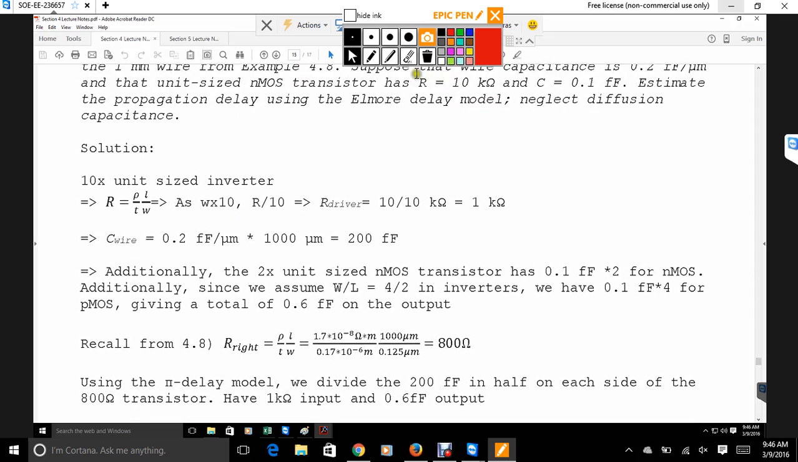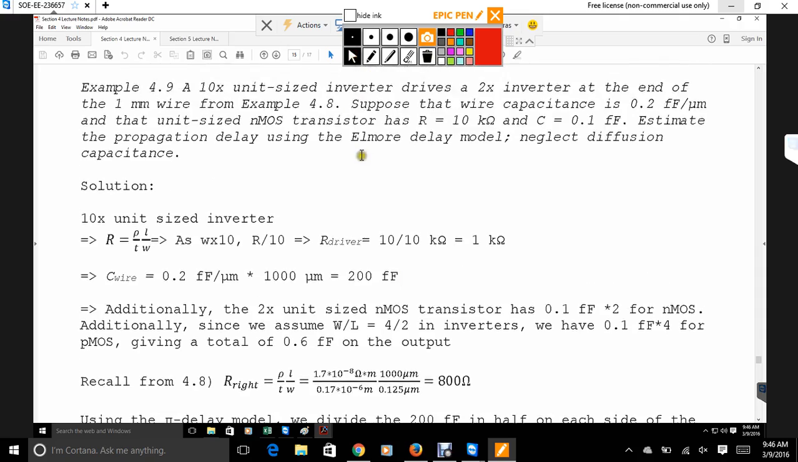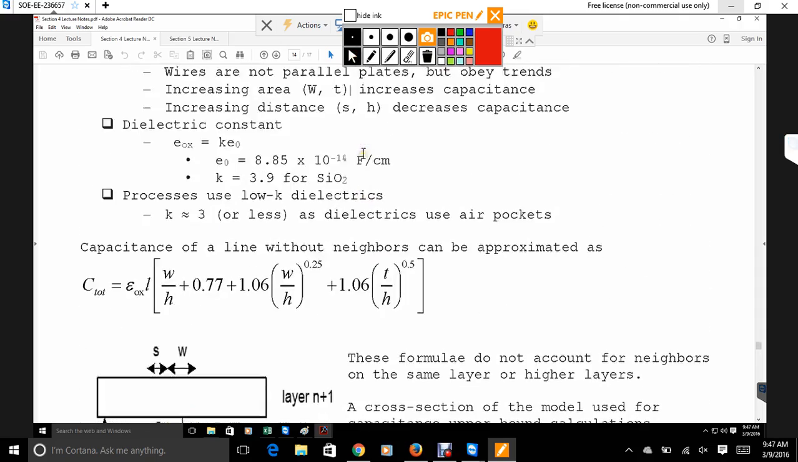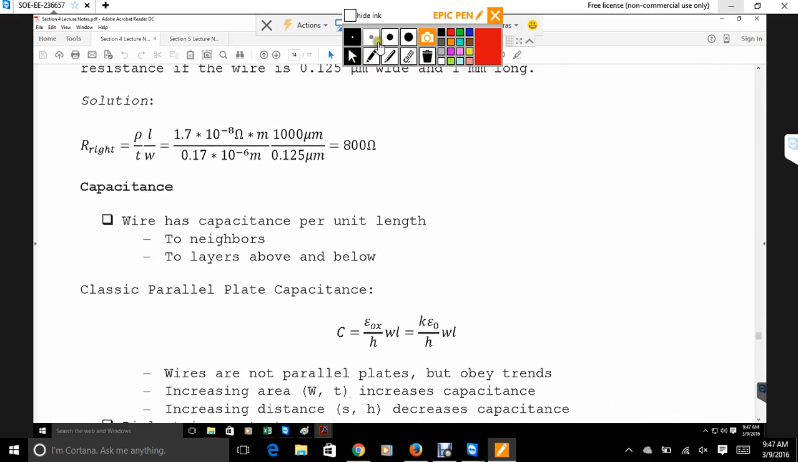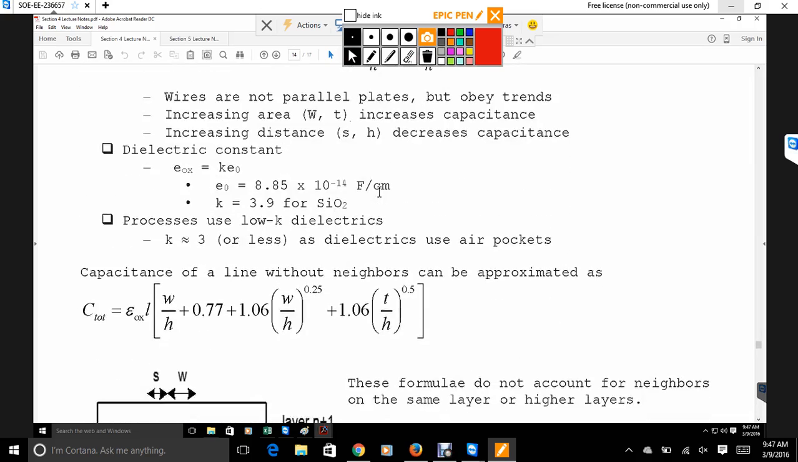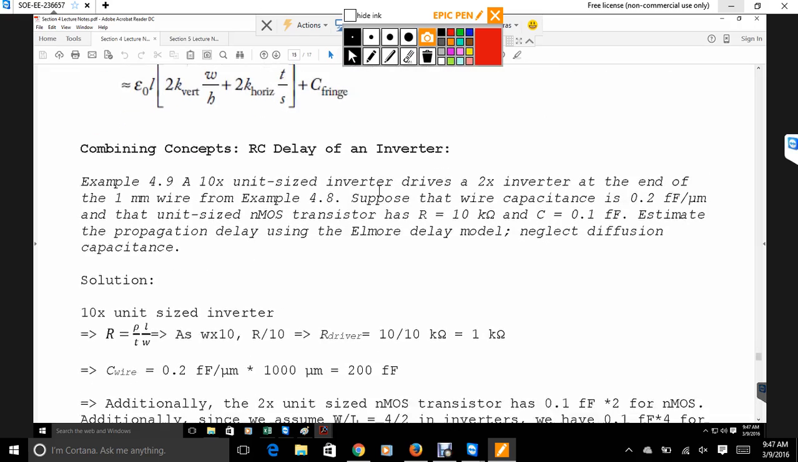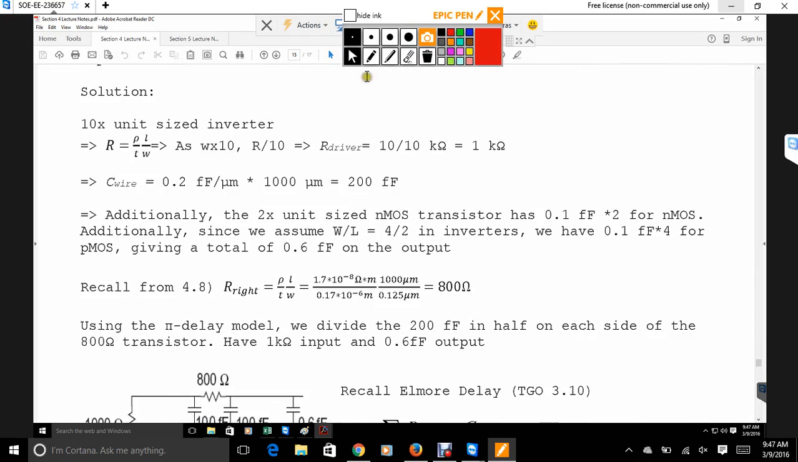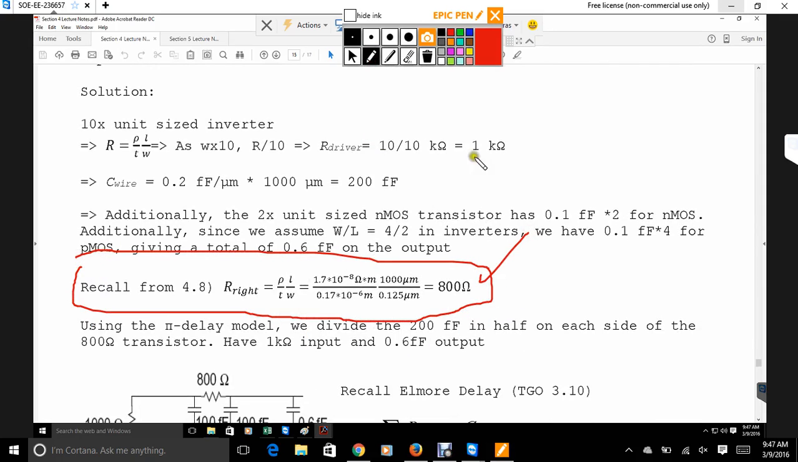So remember, we got 200 femtofarads. If you recall from the 4.8, we calculated that it was 800 ohms, right? So we have 800 ohms. We have 1 kilo ohm for the input. The capacitance of the wire is 200 femtofarads. And then we have 0.6 femtofarads on the output.